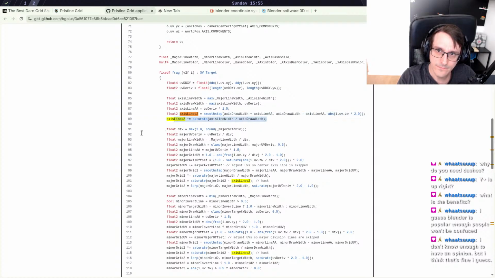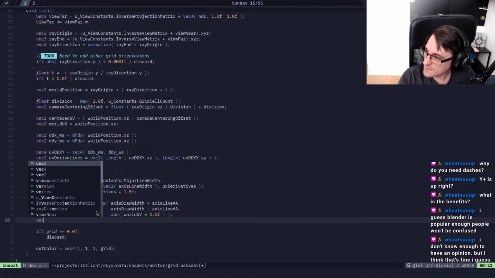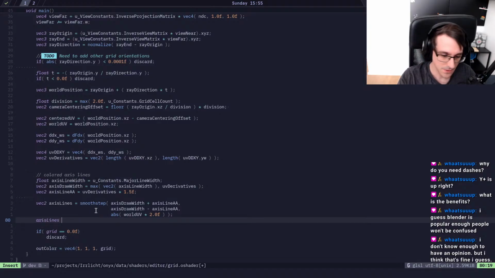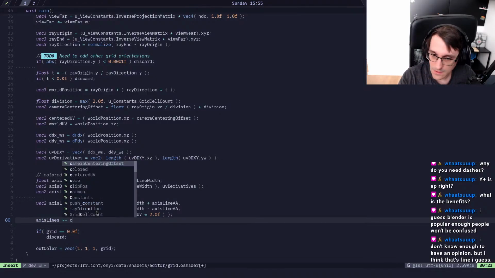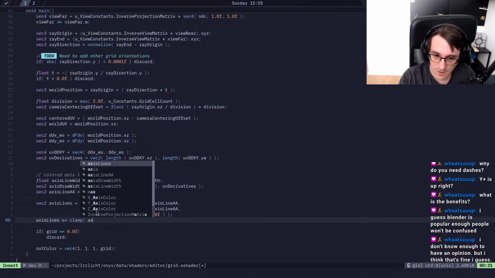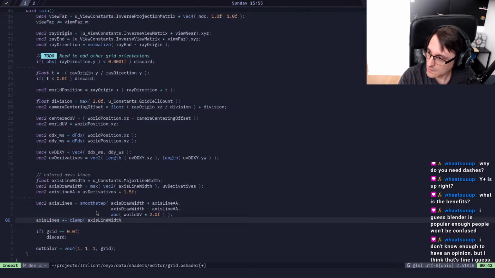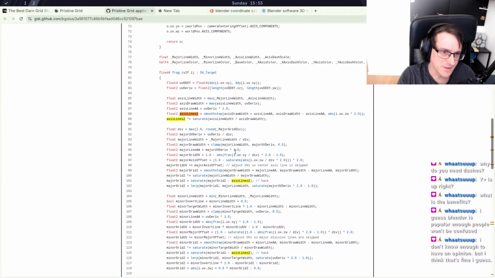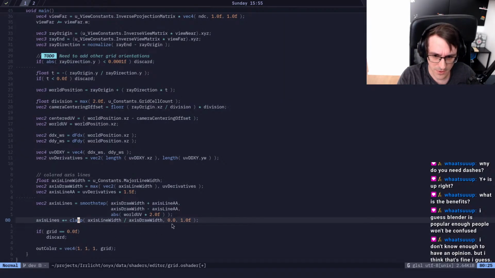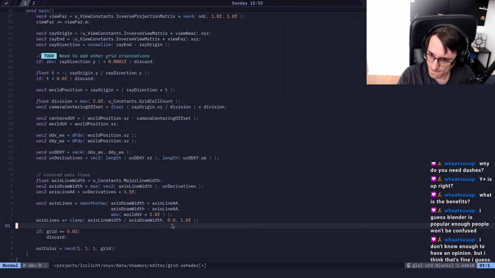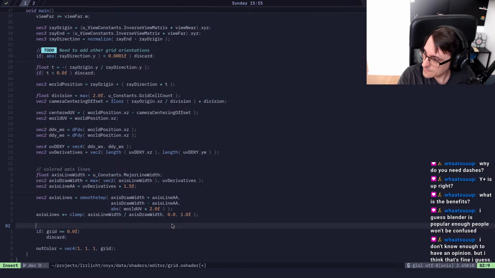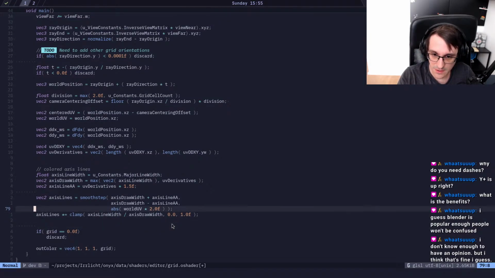Now we need this one, which is axis lines equals the clamp between our axis line width divided by our axis draw width, which gives us a 0 to 1. But let's just be sure that it is 0 to 1, right? I think it does that as well. Well, it does a saturate, which is basically the same thing as a clamp. So that would be the colored line.